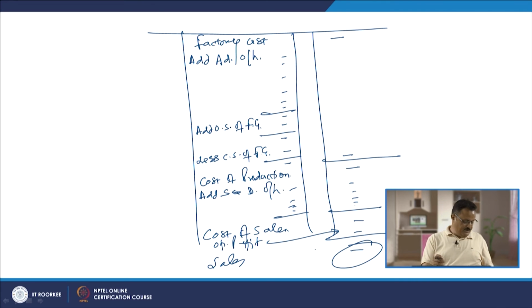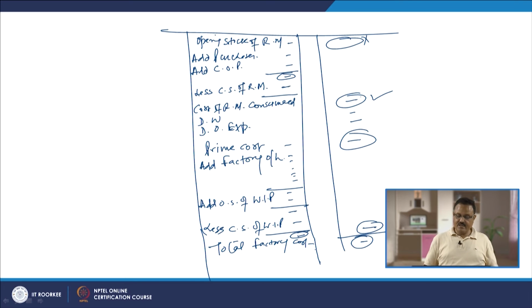So, like the previous problem, you are not readily given the cost of raw material consumed, you are not given the factory cost, and you cannot directly calculate the cost of production until and unless you treat the different types of stocks. Three stocks are here: stock of raw material which will be treated in the prime cost, stock of WIP that will be treated in the factory cost, and the stock of finished goods, opening as well as closing, that will be treated for calculating the cost of production.